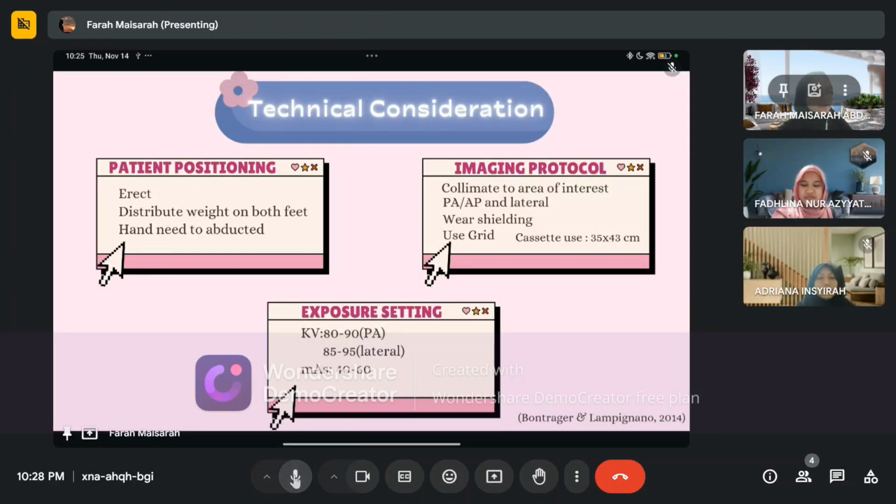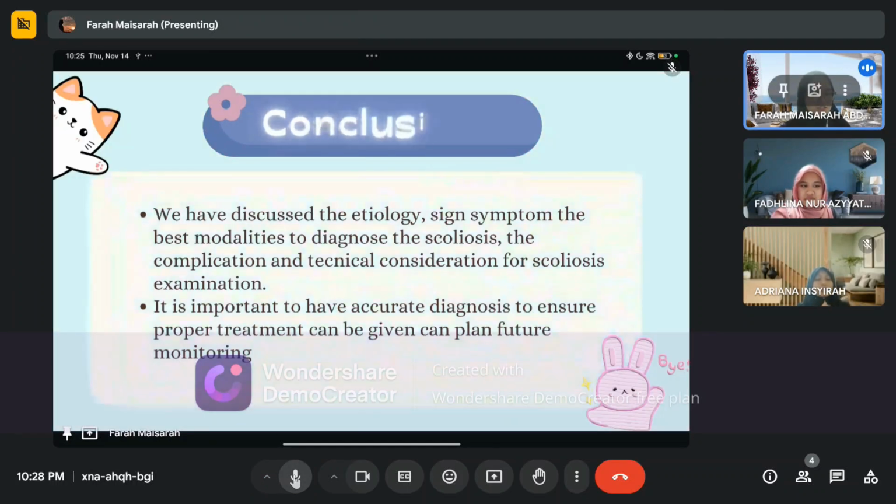Okay, so I will summarize my presentation today. In conclusion, we have discussed everything related to scoliosis and understood which modality we can use for proper diagnosis, to get the proper further examination that can be done. We need to diagnose properly. We need to choose the modality properly because if we do not, we can misdiagnose from the result. Hence, I hope both of you gain something and new knowledge about scoliosis, and can apply this knowledge in the future.